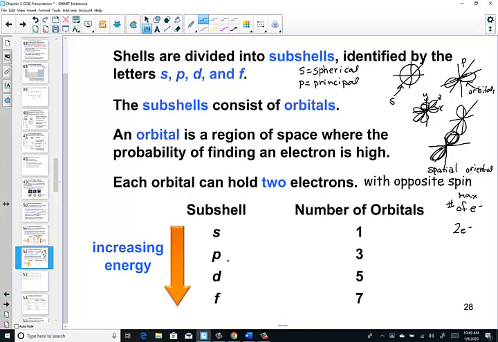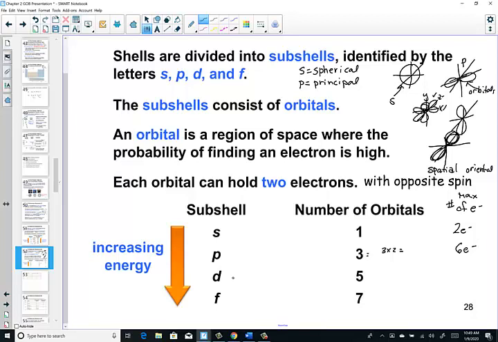A P-shaped orbital, that's what I was drawing as these hourglasses, has 3 different shapes. I call them a PX, a PY, a PZ, based on which axes of a 3-dimensional XYZ axis it was orientating itself around. So with 3 orbitals, each of these orbitals can hold 2 electrons. So if there's 3 orbitals, each holding 2, there's a maximum of 6 electrons in the P subshell.